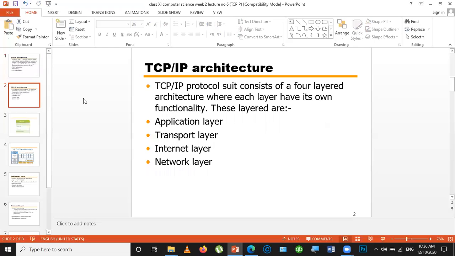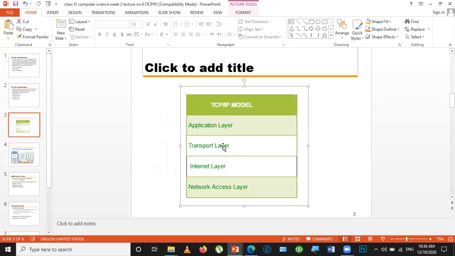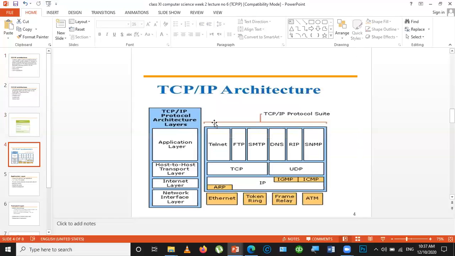And dear students, we already learned about the OSI model. In the OSI model, we have already learned about the seven layers of the model. So in TCP/IP architecture, we have only a four-layered architecture. We are going to learn about it. The first one is the application layer. The second one is the transport layer. The third one is the internet layer, and the fourth one is the network access layer.